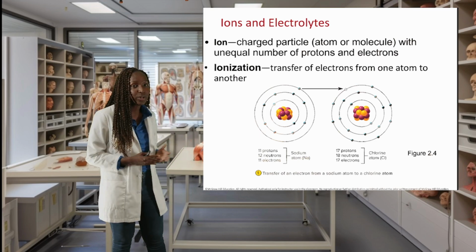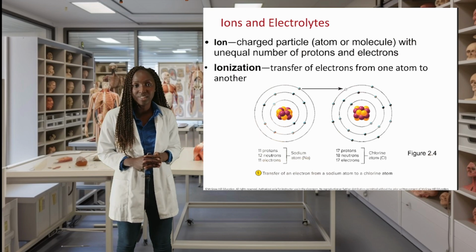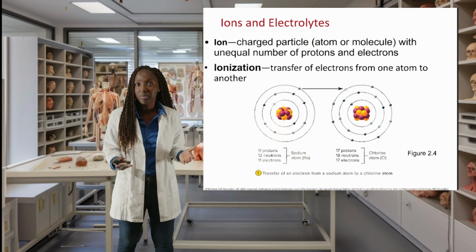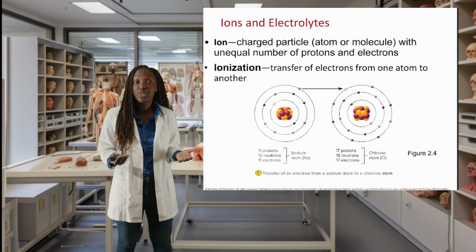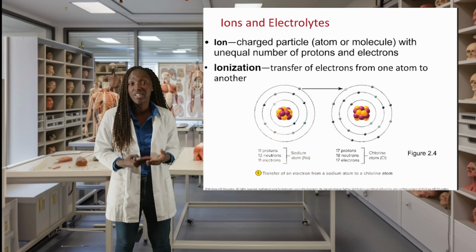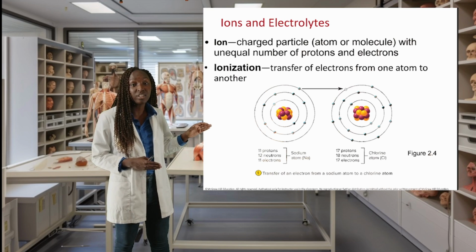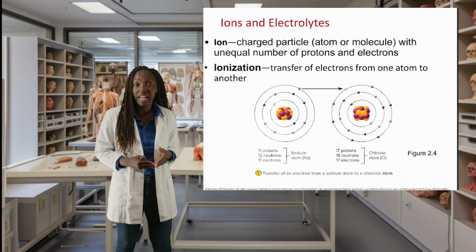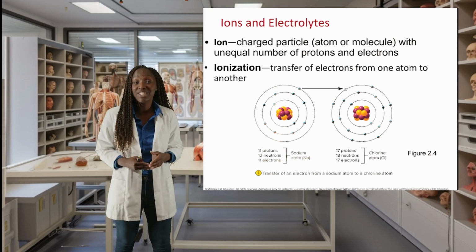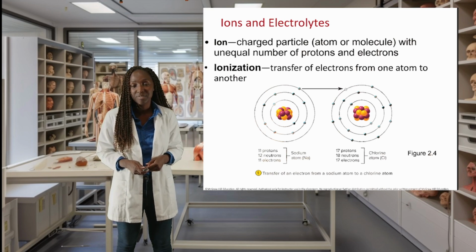But let's look at chlorine. Chlorine has 7 electrons in its outermost shell. How many does it want to be complete? 8. So it's only missing 1. So what we have is a transfer of electrons, that ionization. Sodium will easily give up 1 electron so that its outermost shell will be 8. And chlorine will gladly accept an electron so that its outermost shell will be 8.